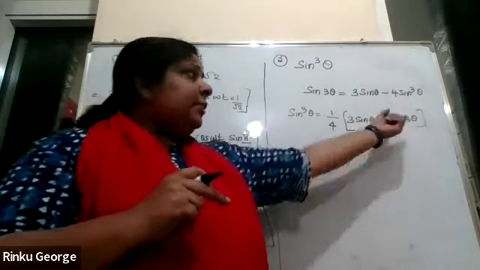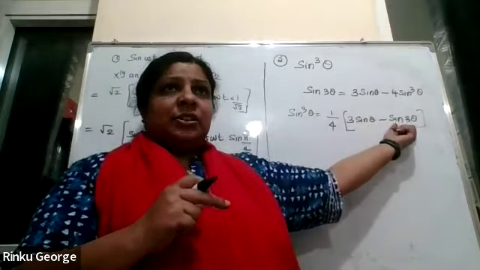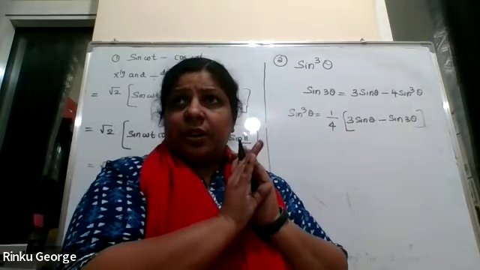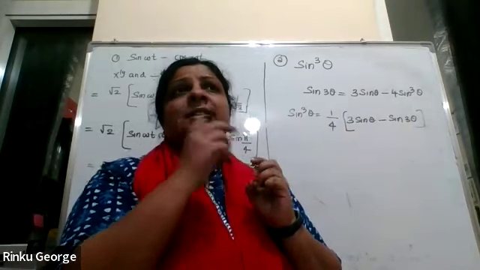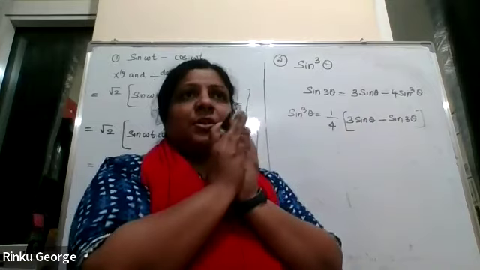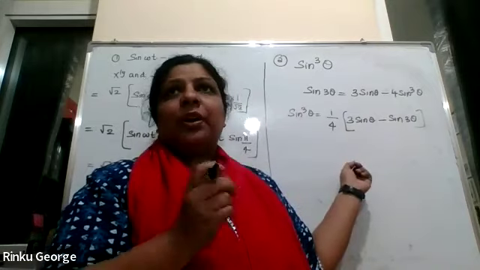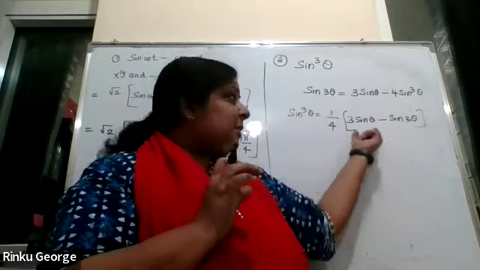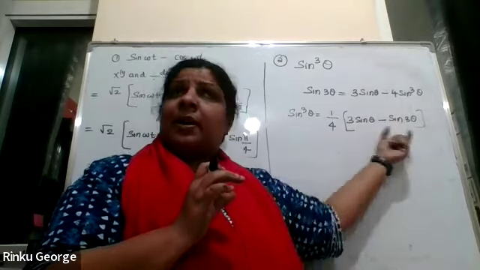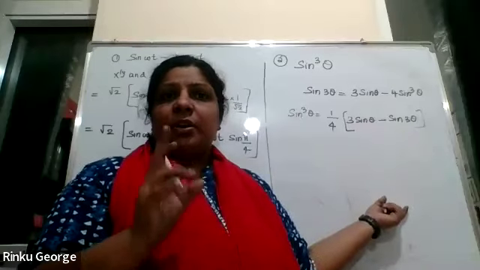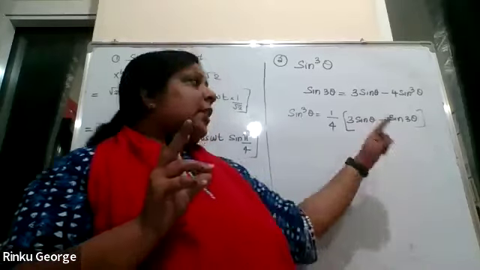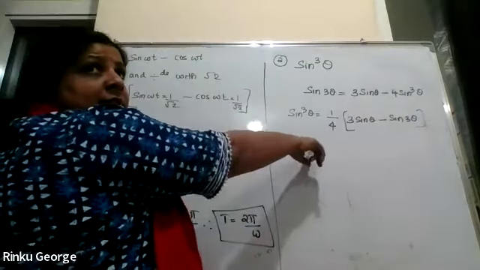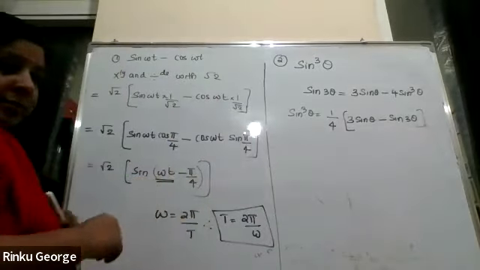But separately, this one is in SHM and this one is in SHM. Together, that function is not in SHM, because SHM should be a single sine function or single cos function. This one you cannot simplify to that form. So this one is not in SHM, but separately it is in SHM and it has a time period also. Understood? Write this much, then I'll give the steps. This much already completed? No. Okay, complete.